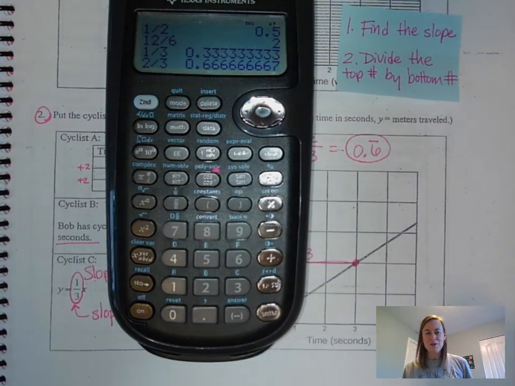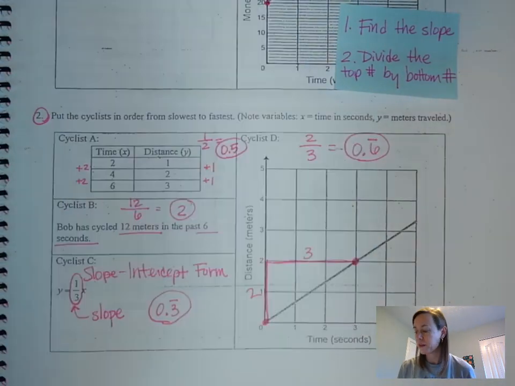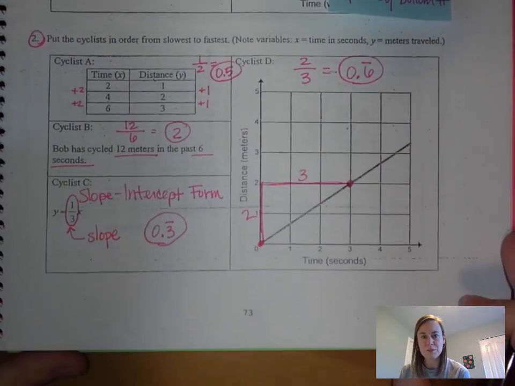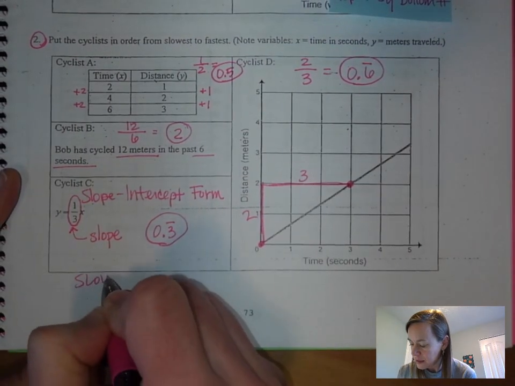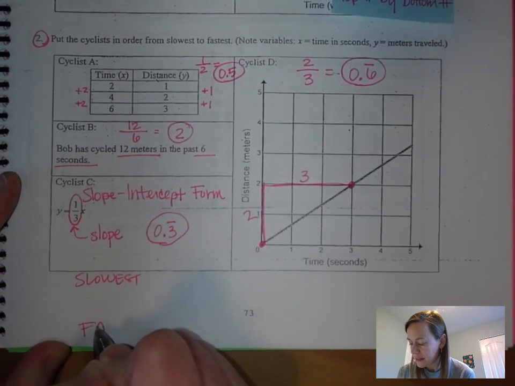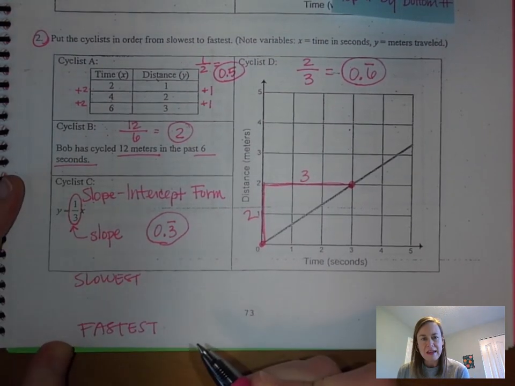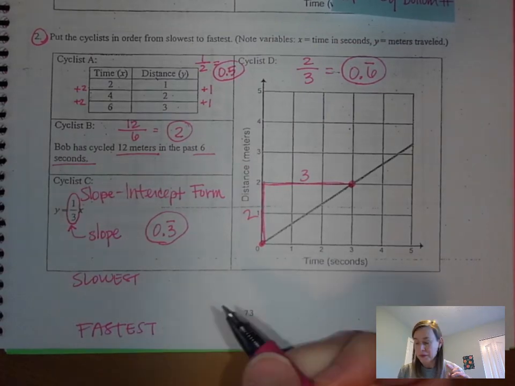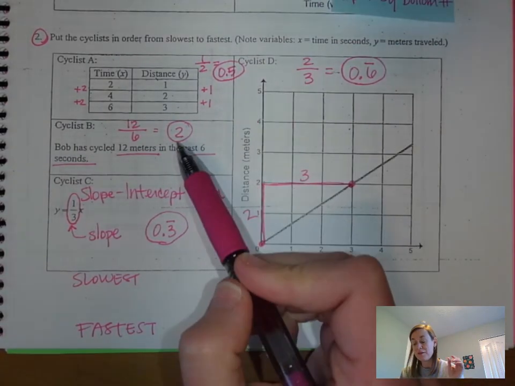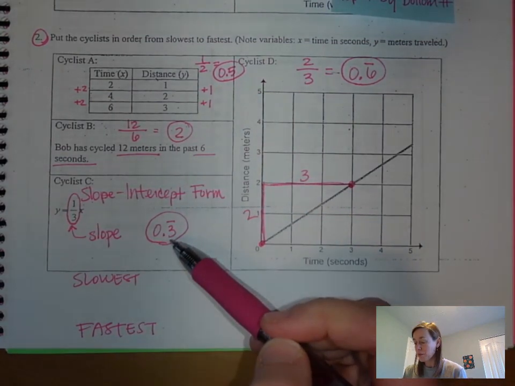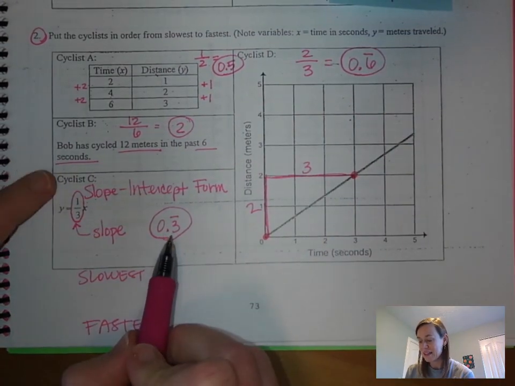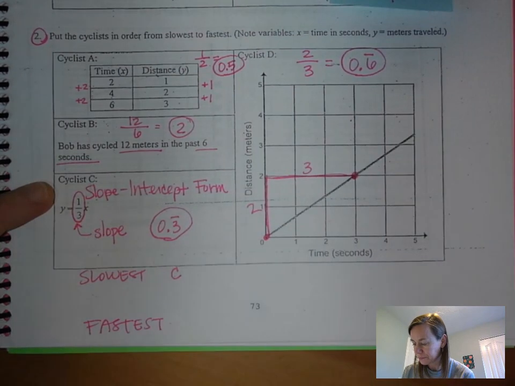Okay, so now that we have unit rates, we can easily compare these 4 cyclists. Let's go back and read our question one more time. Put the cyclists in order from slowest to fastest. Okay, let me just move down a little bit. So slowest to fastest. And okay, so the person who's slowest would be the one with the lowest unit rate. So we have 0.5, we have 2, we have 0.3 repeating, and we have 0.6 repeating. So the lowest number there is this one right here, cyclist C. So we'll put him first, C.